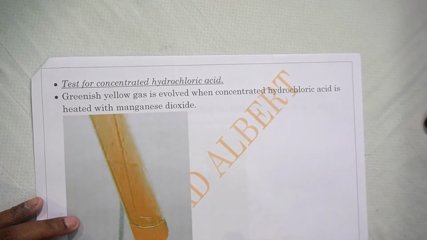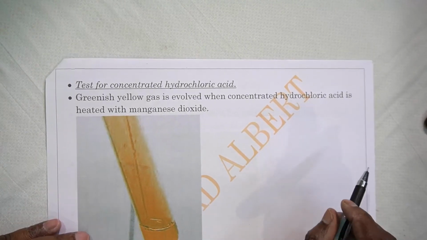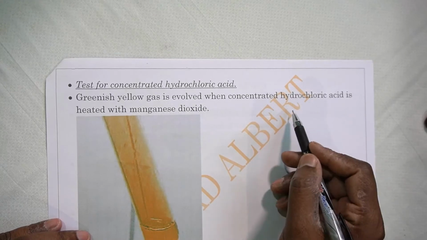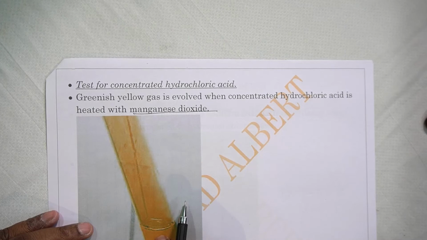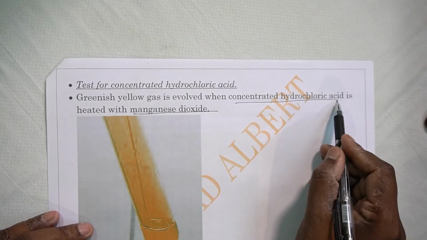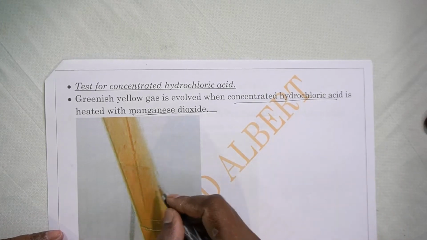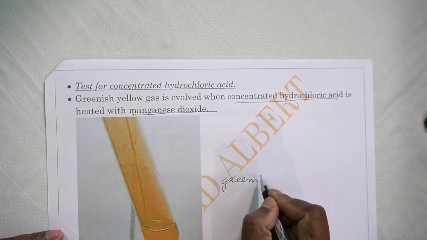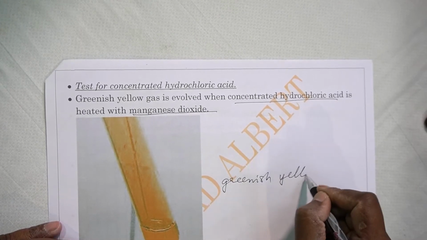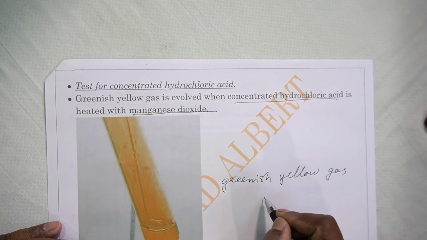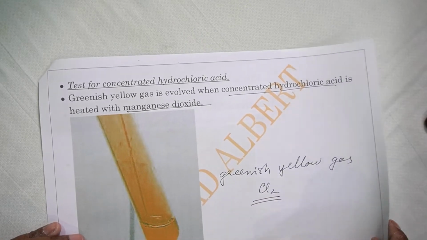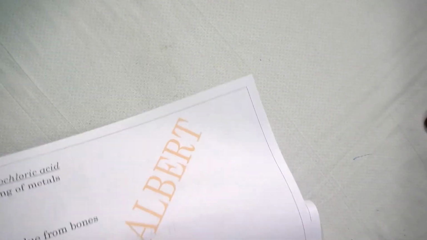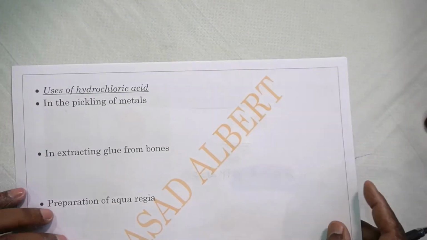Then test for concentrated hydrochloric acid. What you can do is take manganese dioxide, a black colored substance. Take it in a test tube, add concentrated hydrochloric acid and heat. What will happen? You get a greenish yellow gas. What is the gas? It is chlorine. Chlorine gas is evolved. So that shows that it is concentrated hydrochloric acid. Very simple test.